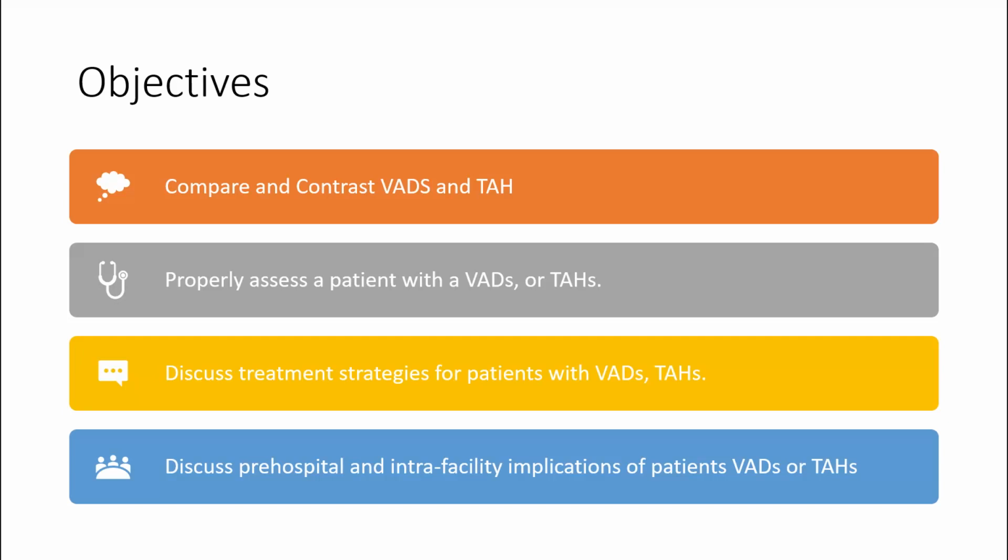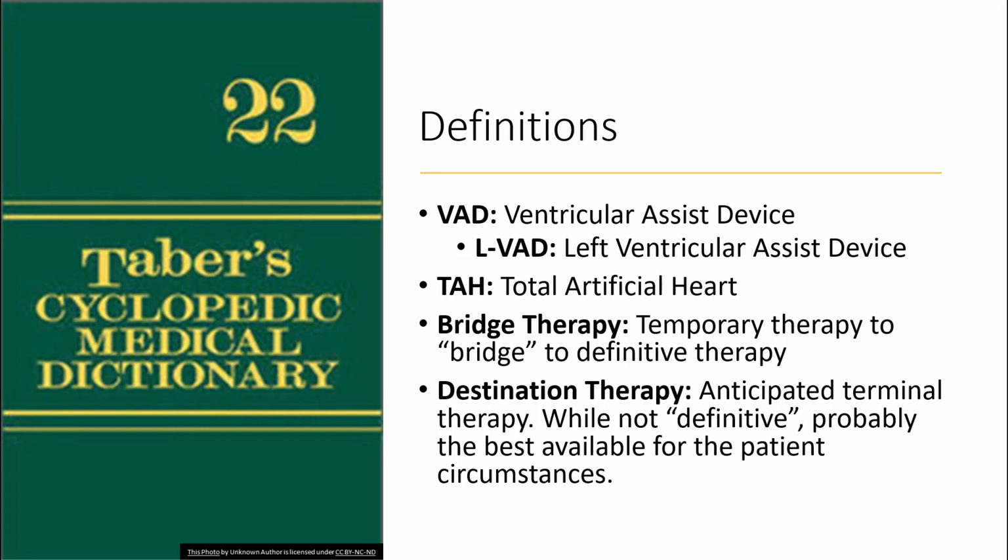All right, so let's jump right to it. Some basic definitions. A VAD is a ventricular assist device. You commonly think of them as LVADs, as in left ventricular assist devices. But as you'll see in a minute, there are left ventricular assist devices, there are right ventricular assist devices, there are even biventricular assist devices, as in two ventricular assist devices. There is something called a total artificial heart, which we'll talk about as well. We'll talk about bridge therapy, and we're going to talk about something called destination therapy, so you understand kind of where the patient is in their care and how severe they may or may not be.